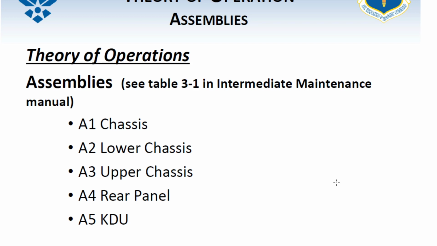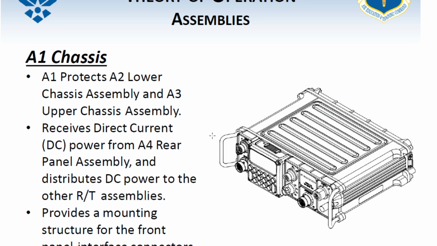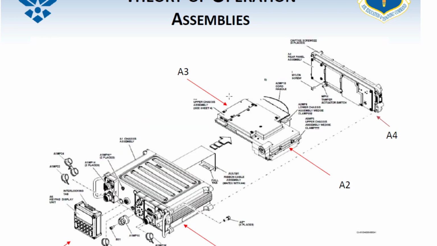Yes, sir. So go ahead and open up your intermediate maintenance manuals to table 3-1 as we go through this next section. I'm literally just going to read through these next couple slides because they are verbatim from your TO. Everybody goes to table 3-1 in the intermediate maintenance manual. Just type in Control F and hit 3-1. Table 3-1. I don't know the exact page reference for you.